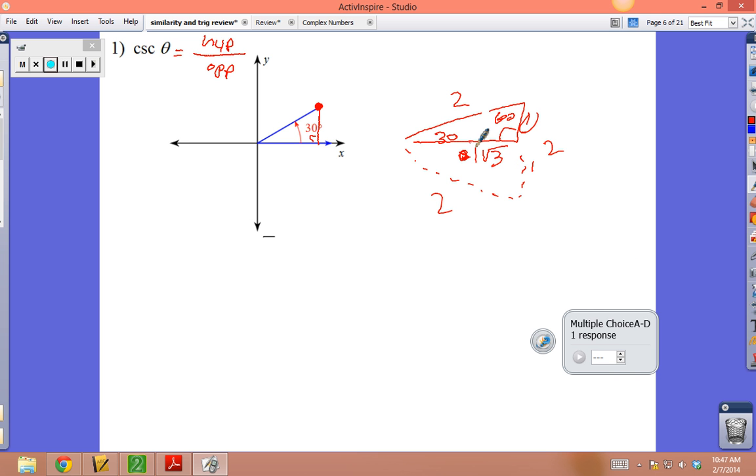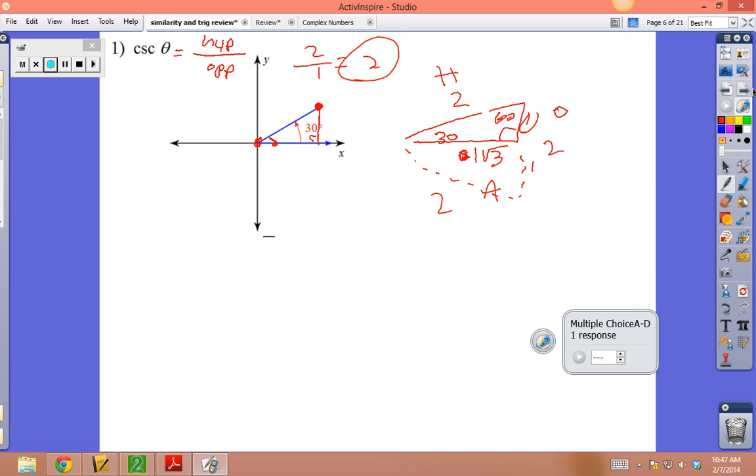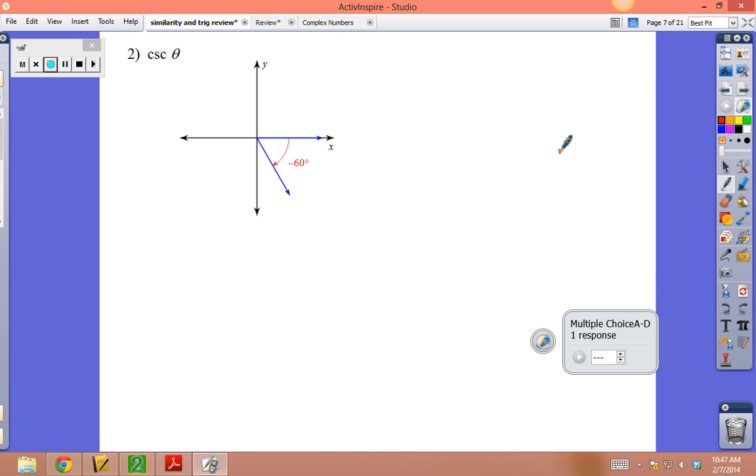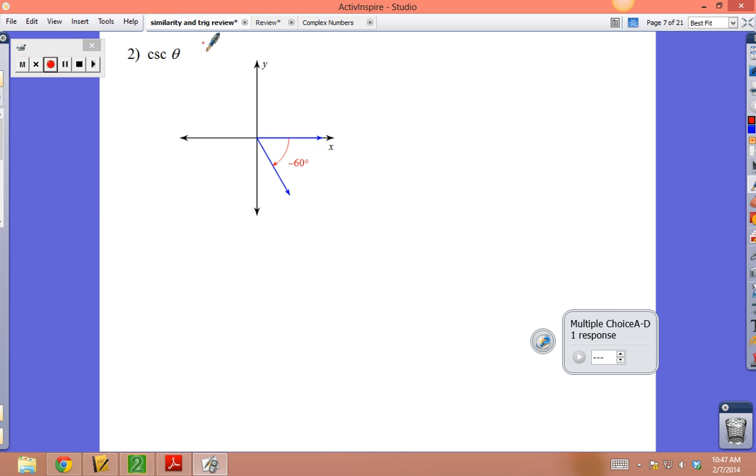So in this triangle, this is my hypotenuse, this is my opposite, and this is my adjacent, because you're looking from the origin. This is where you're looking from right here. So now the hypotenuse is 2, and my opposite is 1. So 2 over 1 is 2. The cosecant, we just did that, was hypotenuse over opposite.